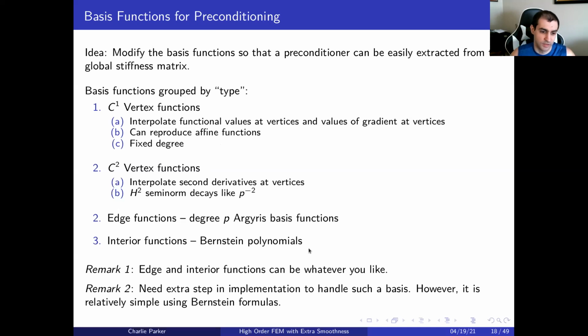But it's important to remark that the edge functions can actually do whatever you like, as can the interior functions, but that will just modify the change of basis. And so you need an extra step to handle this additional change of basis, but this is also easy and doesn't add to the overall complexity of the original change of basis.